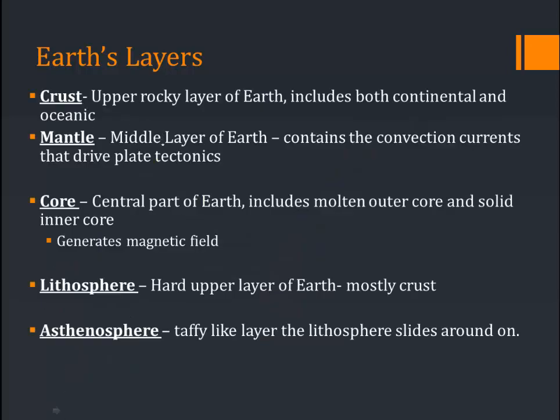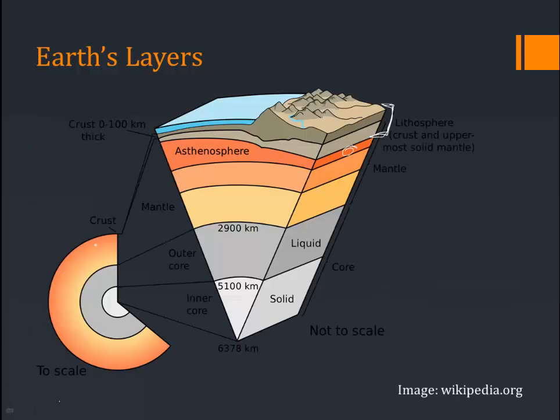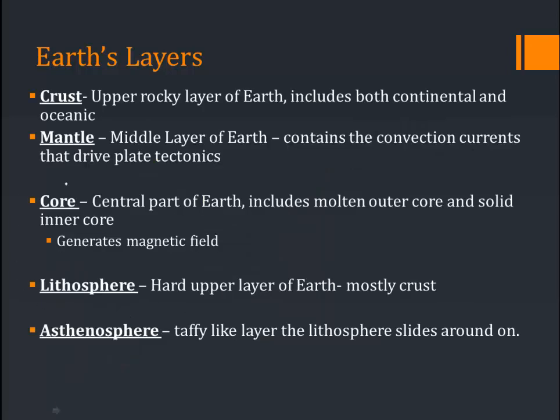So if we take a look at the next slide, I define all these. So the crust, the upper rocky layer of Earth, and the mantle, the middle layers of Earth, and that's where we have the convection currents that drive plate tectonics. So remember, this is super incredibly hot in here, and so this heat rises, and as it rises through the mantle, it gets up to the asthenosphere. That layer cools and sinks back down, and we have these convection currents, and that pushes the lithosphere around. And since the crust is attached to the lithosphere, the continents drift around. Not very fast, but it does happen. Then, of course, the core, the inner core and the outer core, and then the lithosphere and the asthenosphere.